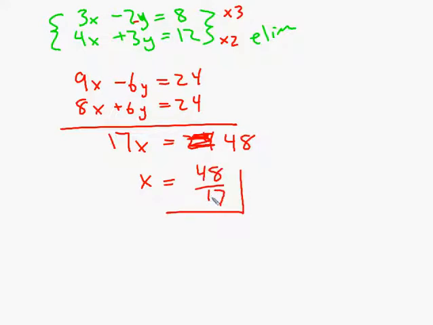And now what would we do with 48 over 17? Yeah, you put it back in for x. And I'm not going to bother with that step. I hope you see what you would do. Alright, so that's linear systems.